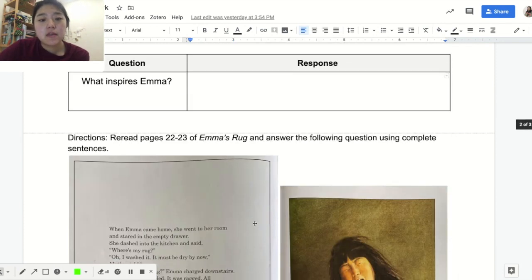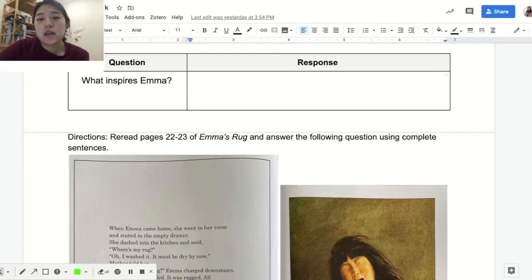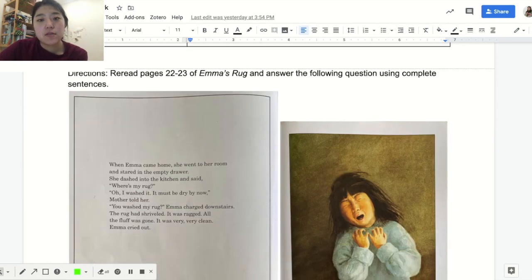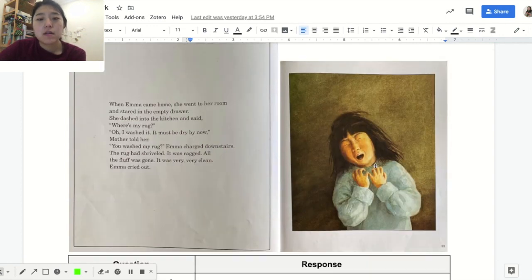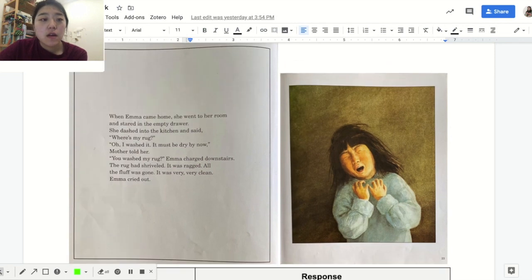Now the second part is looking specifically at pages 22 to 23 and answering a question using complete sentences. Notice how I continue to say complete sentences, because there are going to be some questions below where you don't need to write in complete sentences today. Okay. So here's page 22.